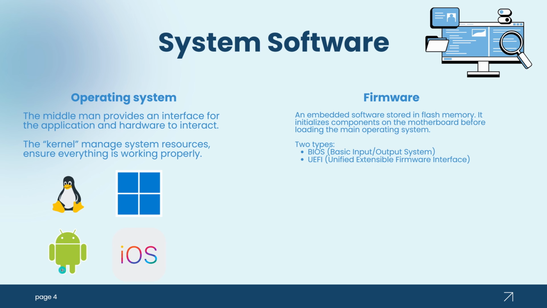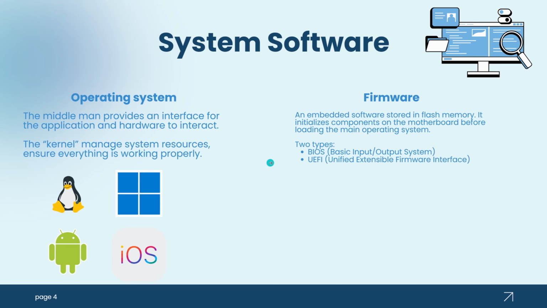For the operating system, we have some common ones like Linux, Windows, Android, and iOS. Linux and Windows are for the PC space, and these two are for the mobile space. But keep in mind that we also have more than these four popular operating systems in the outside world.